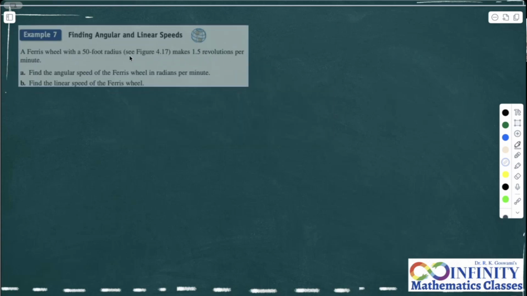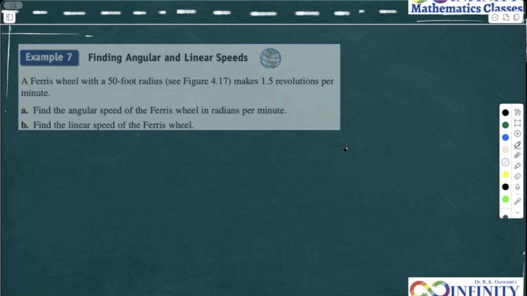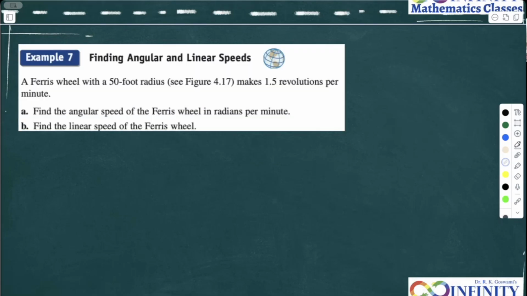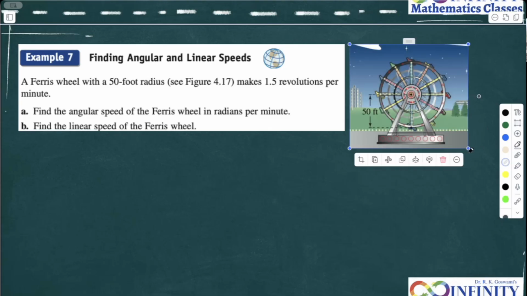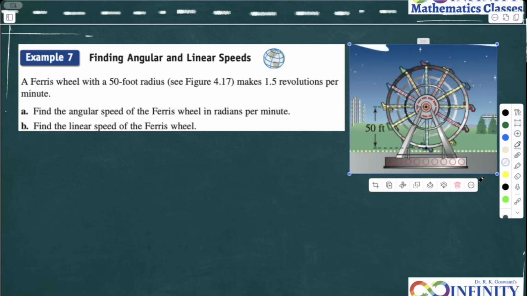There is a figure associated with it. Let me just give you. There is a Ferris wheel. Look at the wheel. I hope you must have seen this kind of wheel somewhere. Most of the time, when there are festivals, in parks, you may find these types of wheels.